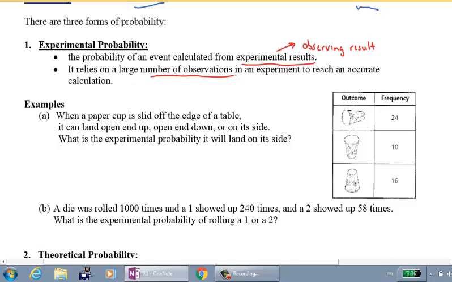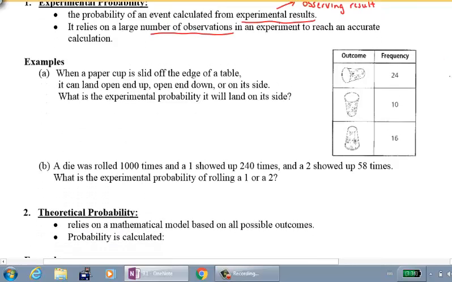So here's an example. Sometimes when you take a paper clip, you can slide it off the edge of the table, and it falls on the ground, and it'll land three ways: either on its side, open up, or open down. And let's say I did this experiment a whole bunch of times. In this case, 24 plus 10 is 34 plus 16. That's a total of 50 times.